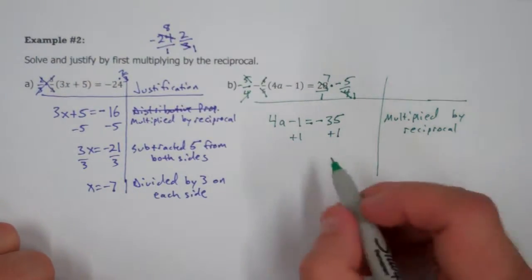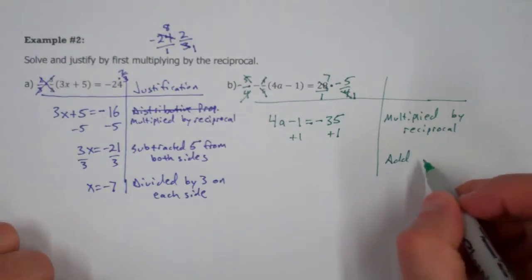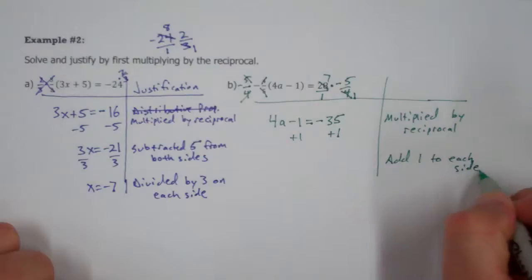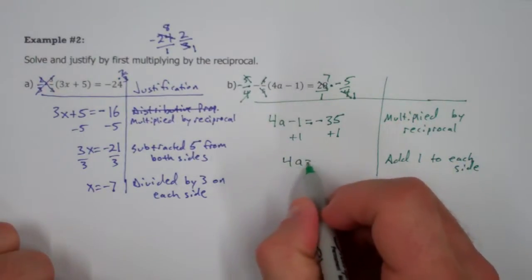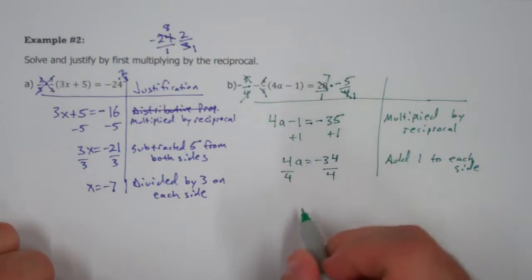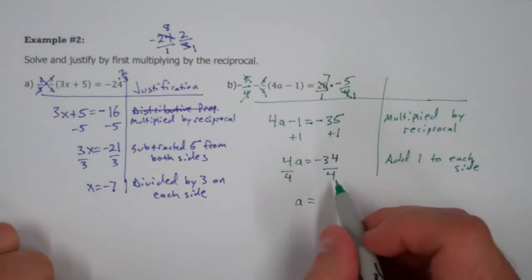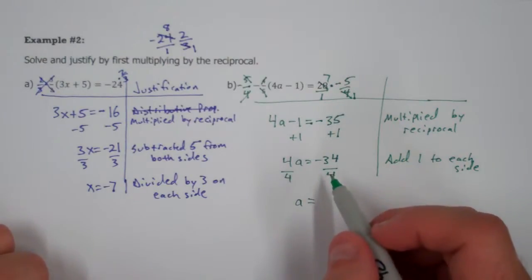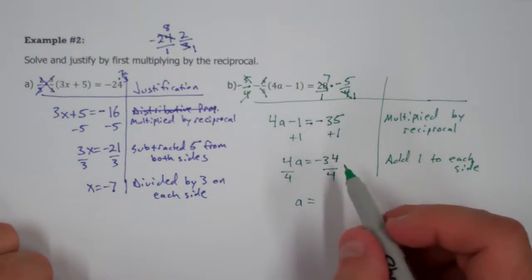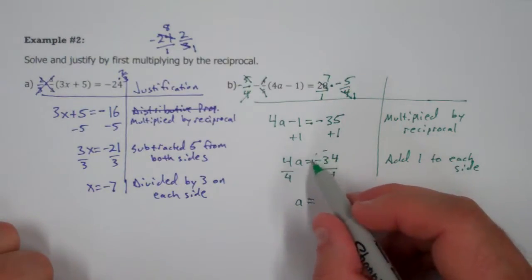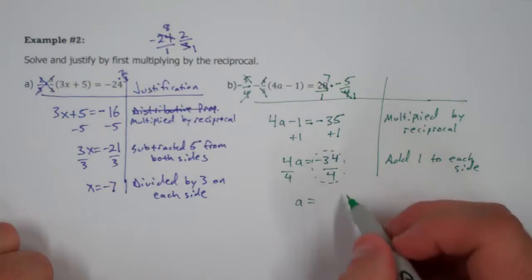So we'll add 1 to each side. We could even write that now if you wanted. And we'll have 4a is equal to negative 34. Dividing by 4 on each side. A will be, let's see, I'm not sure if this will simplify. So what we could do is we can just work with this fraction right here. See if we can simplify that.